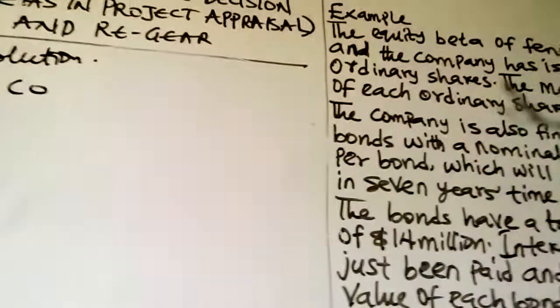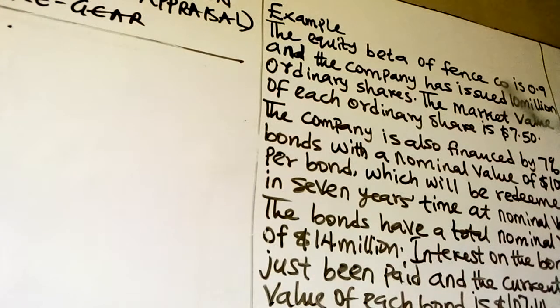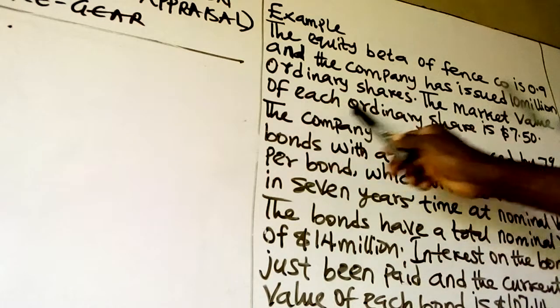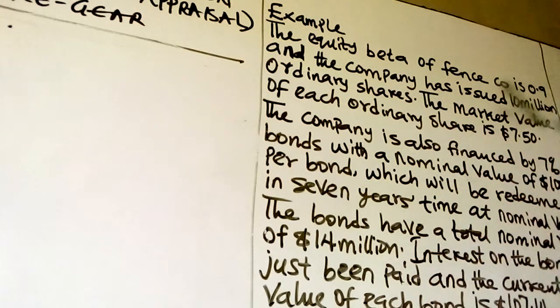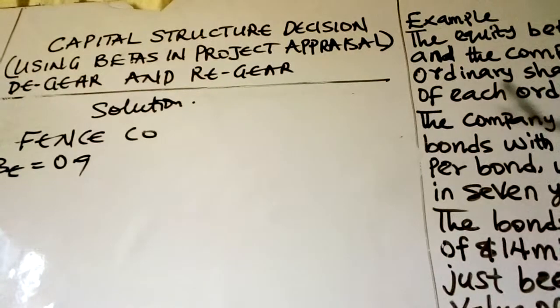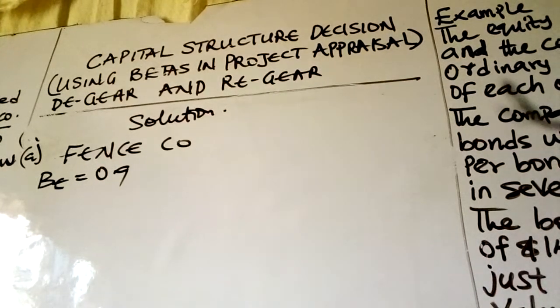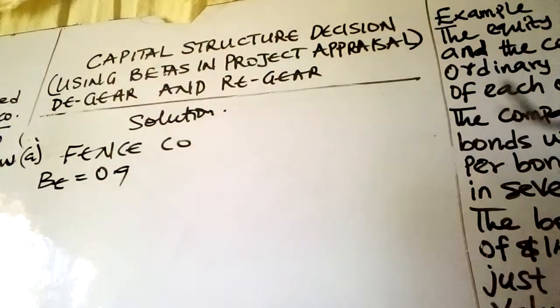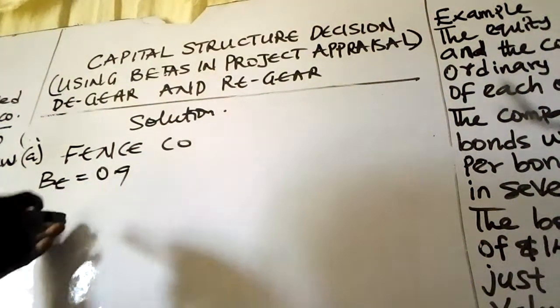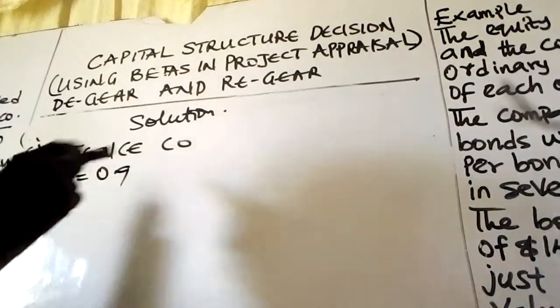And the company has issued 10 million ordinary shares. The market value of each ordinary share is 7.5. You know what you have to calculate is the weighted average cost of capital. In A, you have to calculate the current weighted average cost of capital. I've told you that to calculate the weighted average cost of capital, you will need the composite cost of capital. That means you will need to estimate the cost of equity and the cost of debt.